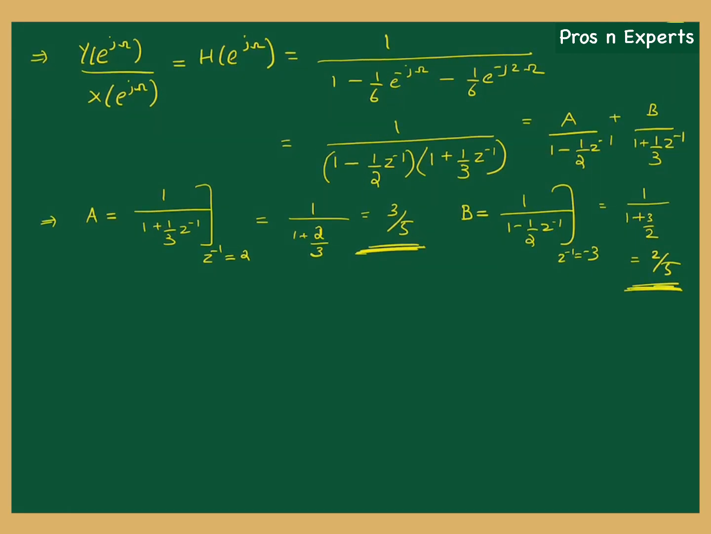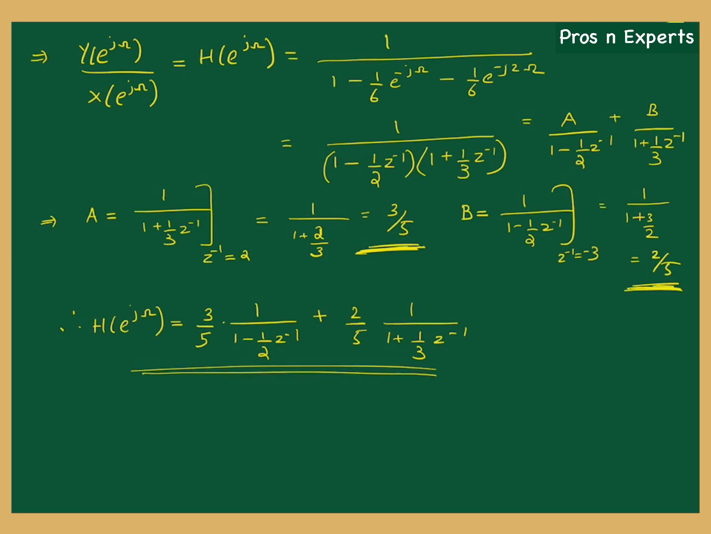So we can resubstitute these values. Therefore, H of e raised to j omega is equal to a by 1 minus half z inverse, where a is equal to 3 by 5. So 3 by 5 into 1 by 1 minus half z inverse plus b. What is b? b is 2 by 5. 2 by 5 into 1 by 1 plus 1 by 3 z inverse. Okay, so we got the partial fraction expansion.